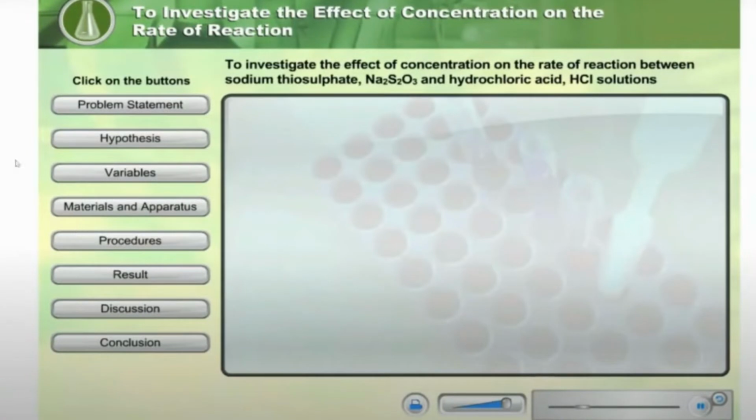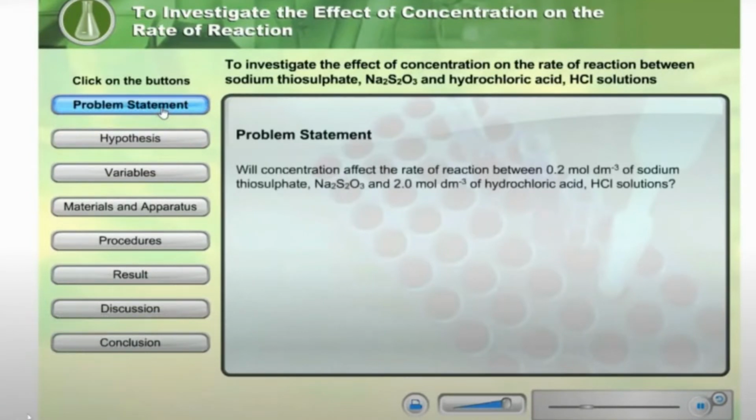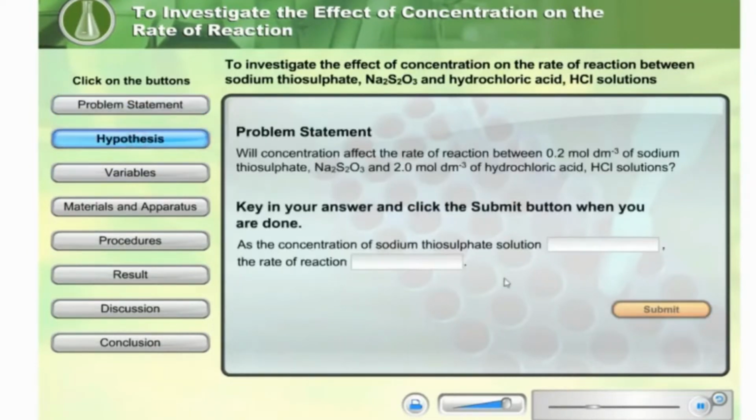Okay, so to investigate the effect of concentration on the rate of reaction: will it affect the rate of precipitation of sulfur? Let's find out. Click the buttons to start the experiment. Will concentration affect the rate of reaction between 0.2 mole per cubic decimeter of sodium thiosulfate and 2.0 mole per cubic decimeter of hydrochloric acid solutions? Key in your answer and click the Submit button when you are done.